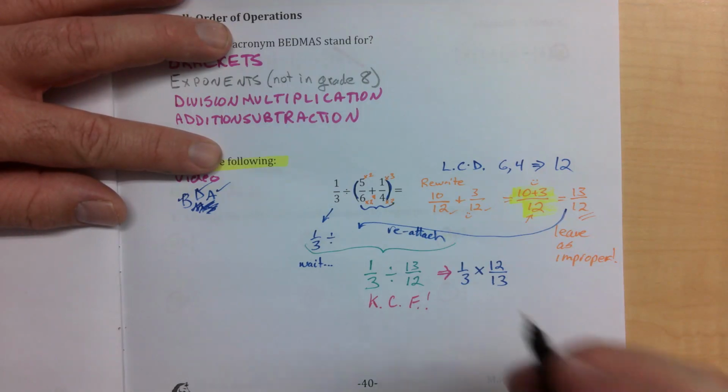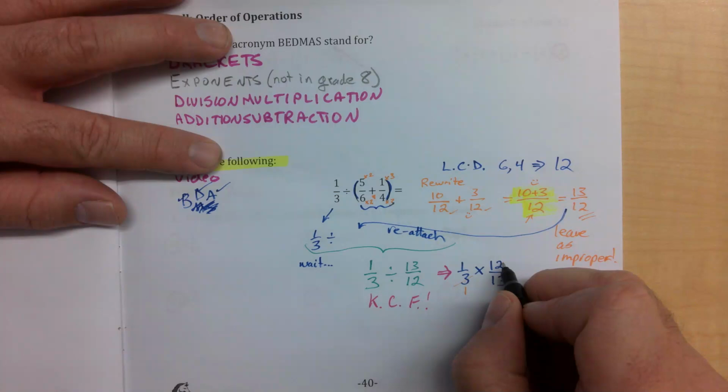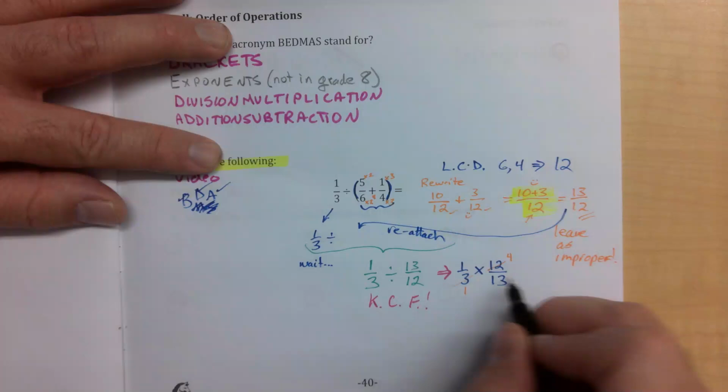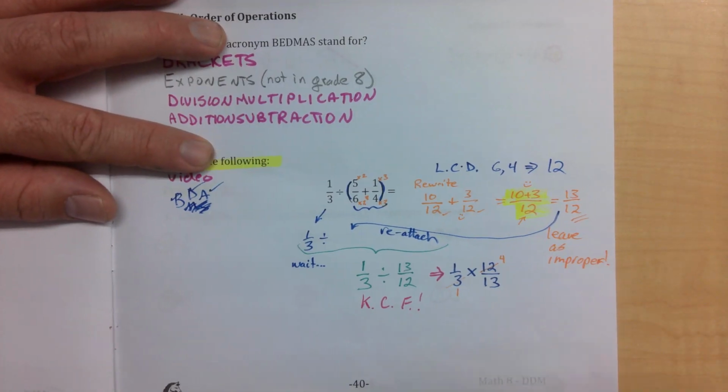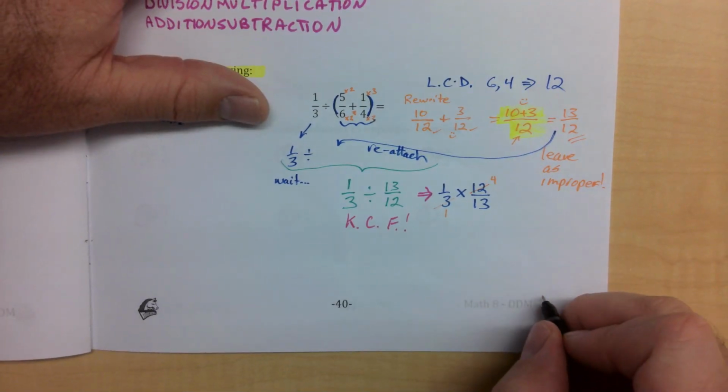Why is Mr. Smith happy? Because there's some cross cancellation available. 3 goes into 3 once. 3 goes into 12 4 times. Multiplication allows me, and I'm going to do it way down here, okay? Multiplication allows me to read this.